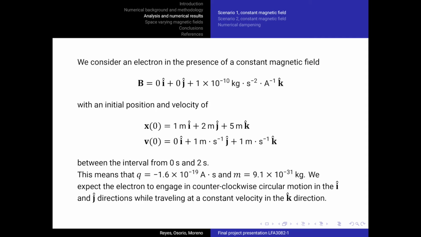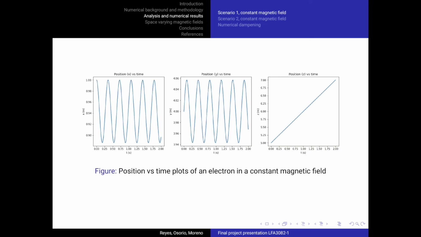In this scenario, we expect the electron to engage in counterclockwise circular motion in the i and j directions while traveling at a constant velocity in the k direction. These are the position versus time and velocity versus time plots of our solutions in each direction. The k direction does in fact show a constant velocity. Also note that the plots of the i and j directions oscillate with the same frequency and are out of phase, relative to each other, by a quarter of a period. This is indicative of the circular motion that we expect.